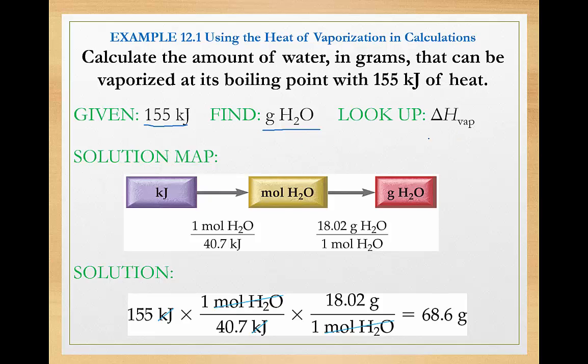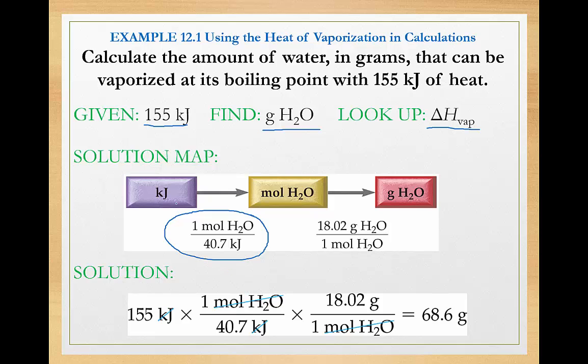The one thing that they don't tell us that we have to look up from that table is the heat of vaporization for water at the boiling point. And if we look that up, that's the one we talked about. It's 40.7 kilojoules per mole. And we are vaporizing, so going from liquid to gas, so it's a positive value. That's going to have to be absorbed.